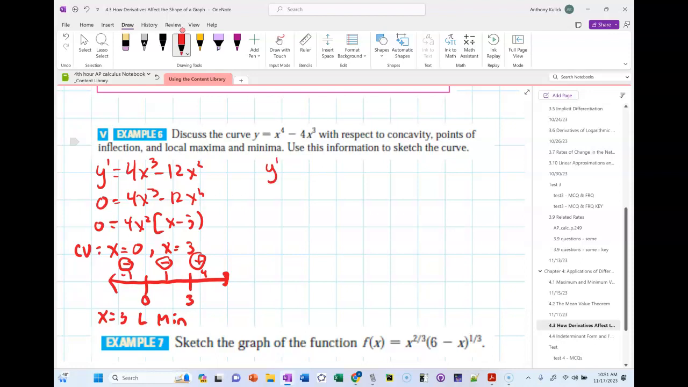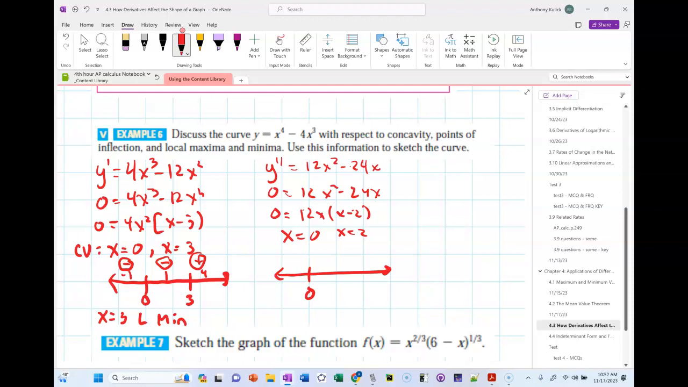And then let's do the second derivative. So that's going to be 12x squared minus 24x. If I set that equal to 0, I can start by factoring out a 12x. So x equals 0 and x equals 2 are my possible inflection points.